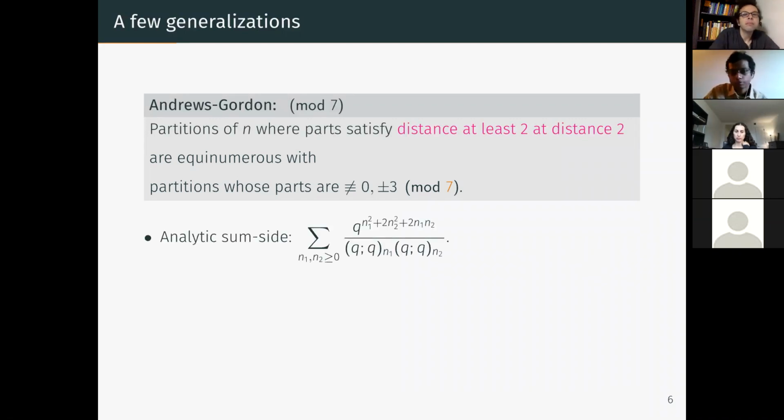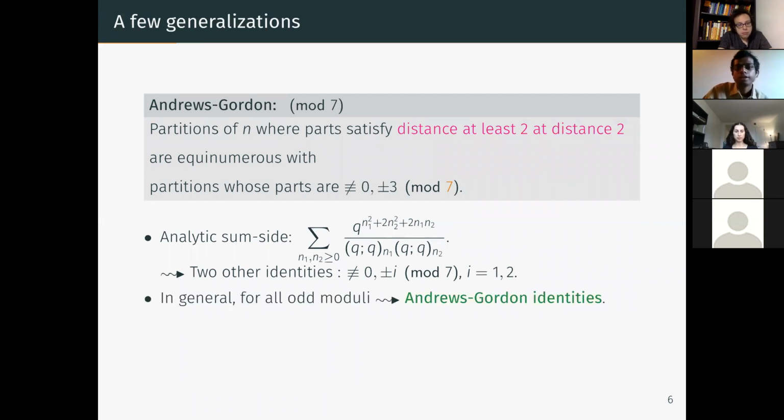And again, you can figure out a generating function. Now it involves 2 summations. There are more identities at mod 7. It's fine. I mean, at the moment, it doesn't matter what they are.